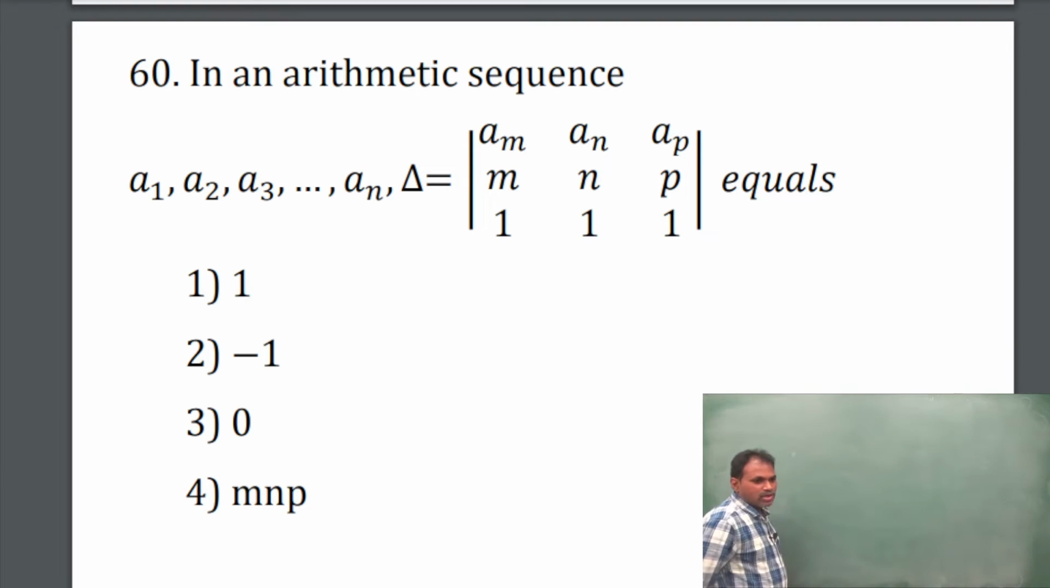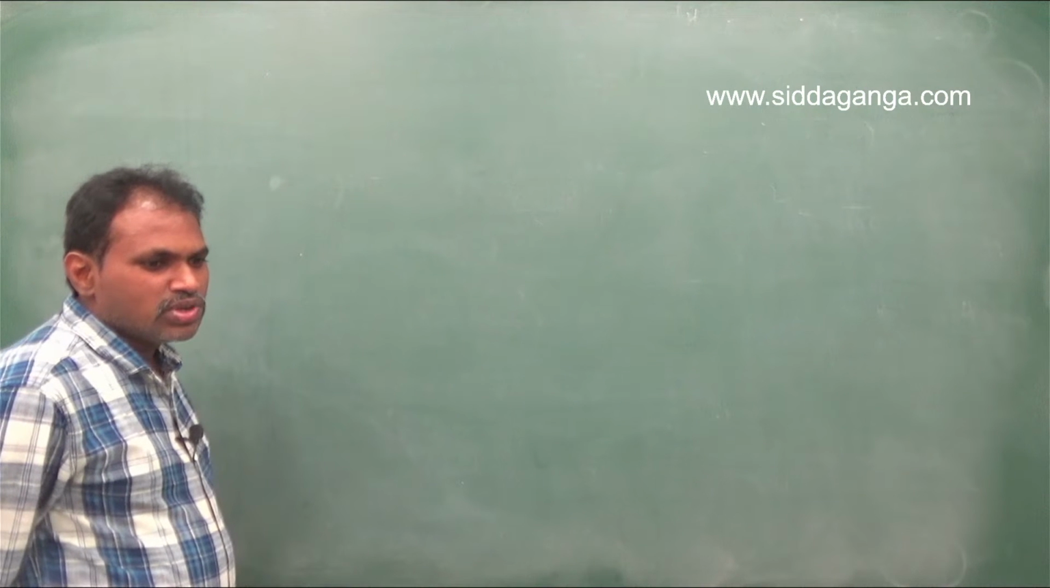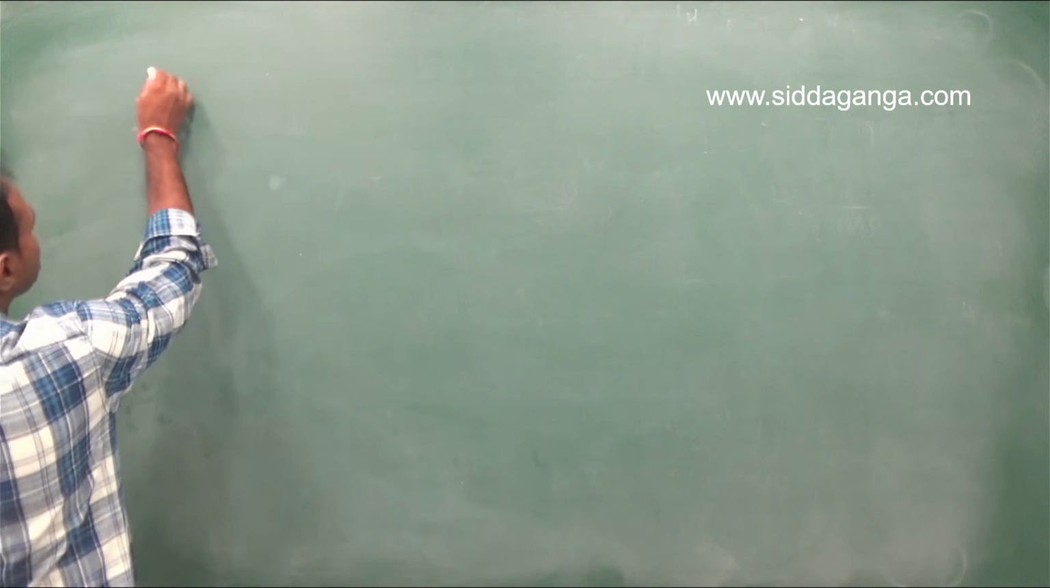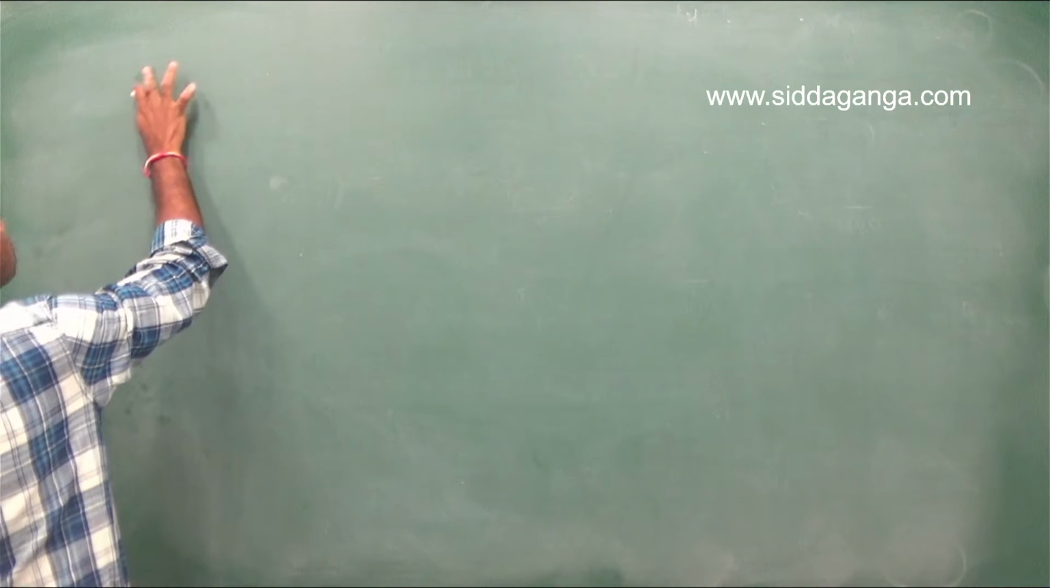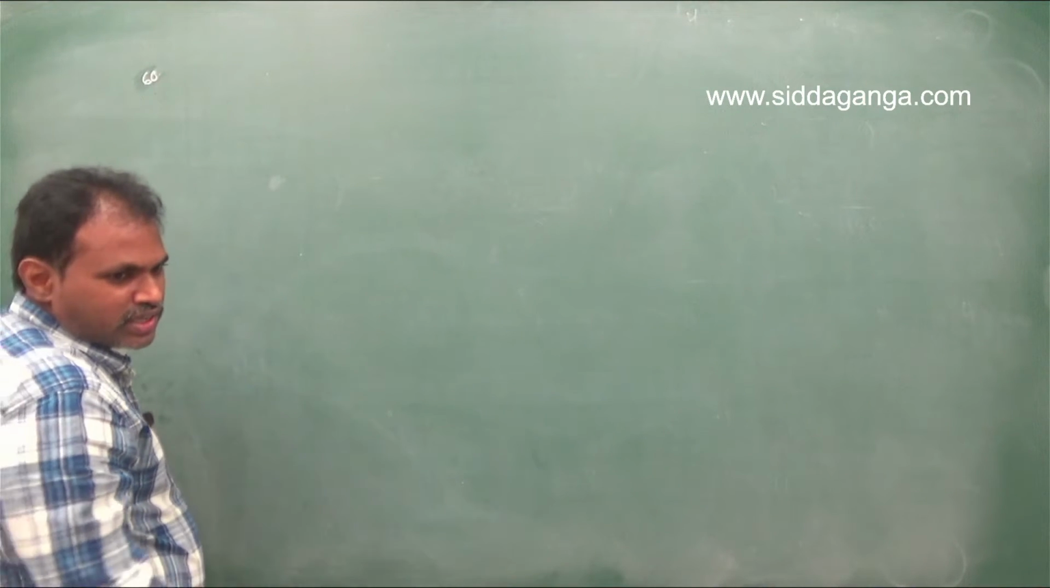Next problem. If an arithmetic sequence A1, A2, A3 up to AN, and delta equals the determinant with rows AM, AN, AP, the mth term, nth term and pth term, then M, N, P, 1, 1, 1 equals what. Now here, given an arithmetic sequence A1, A2, A3 up to AN, delta equals this determinant.